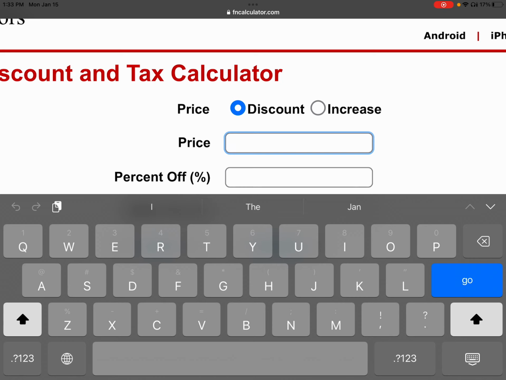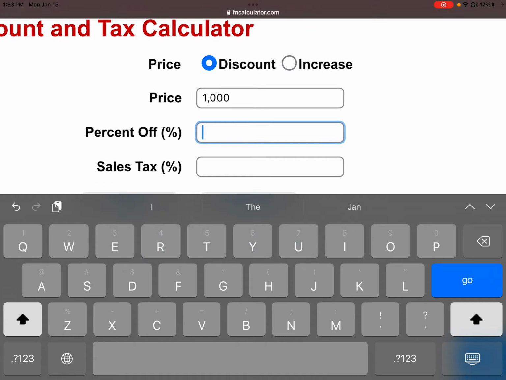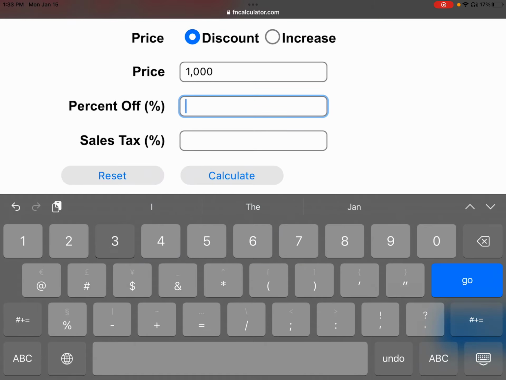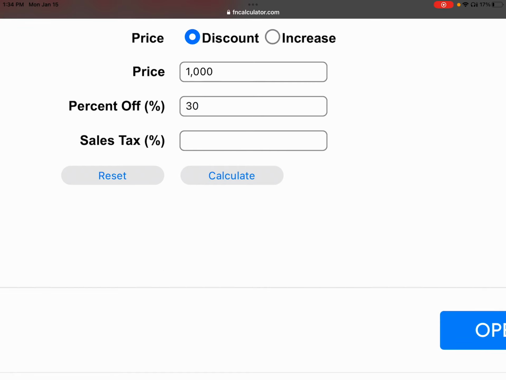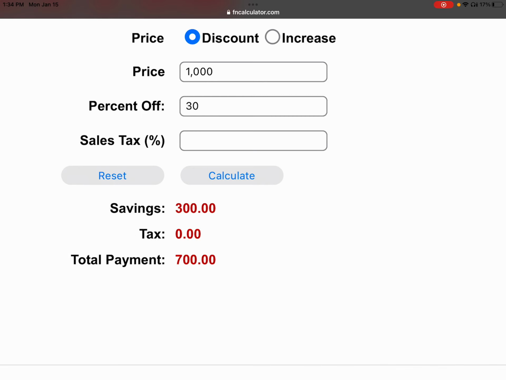Whatever the price. So if the price was supposed to be $1,000 as a regular price, and then the percentage off is whatever that's listed, and then let's say that's 30%. Just to find the price after discount, but before the sales tax, you then have to put nothing for the sales tax and then calculate. So the amount that shows at the bottom is that your price after the discount is $700, and your tax will be based on that $700.